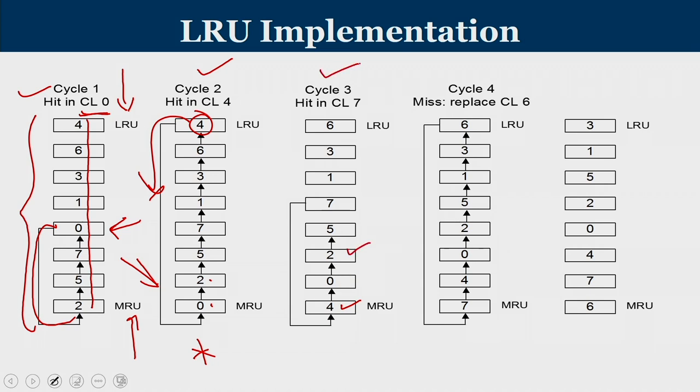Now, I got a hit in cache line number 7. So, 7 will get promoted. So, 7 will come followed by 4, 0, 2, 5, 1, 3, 6.